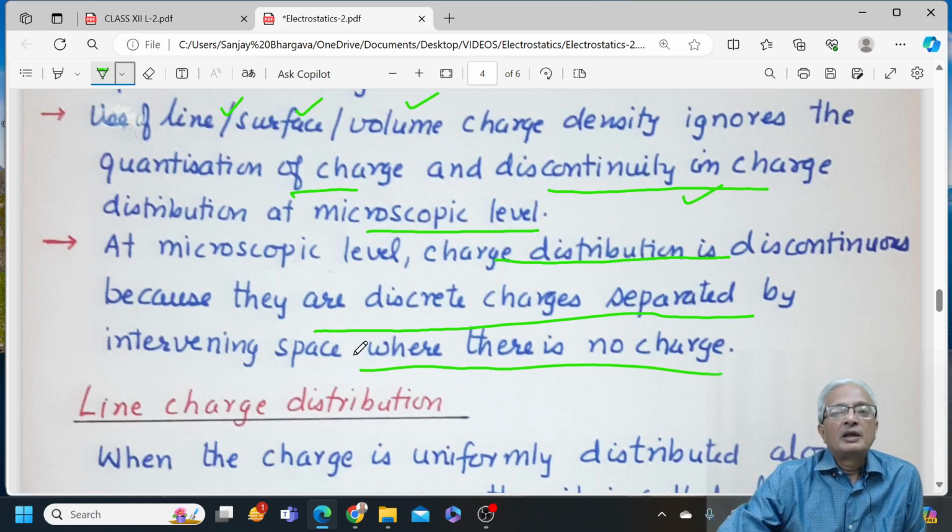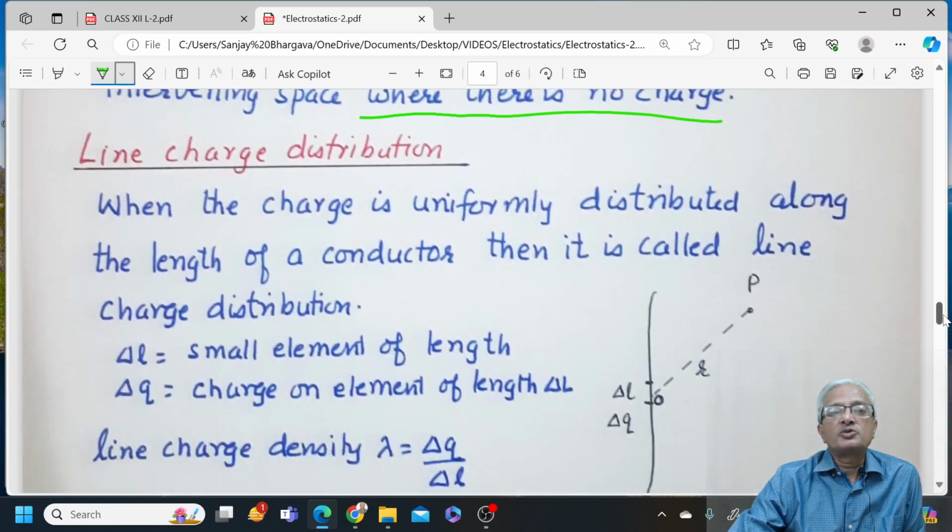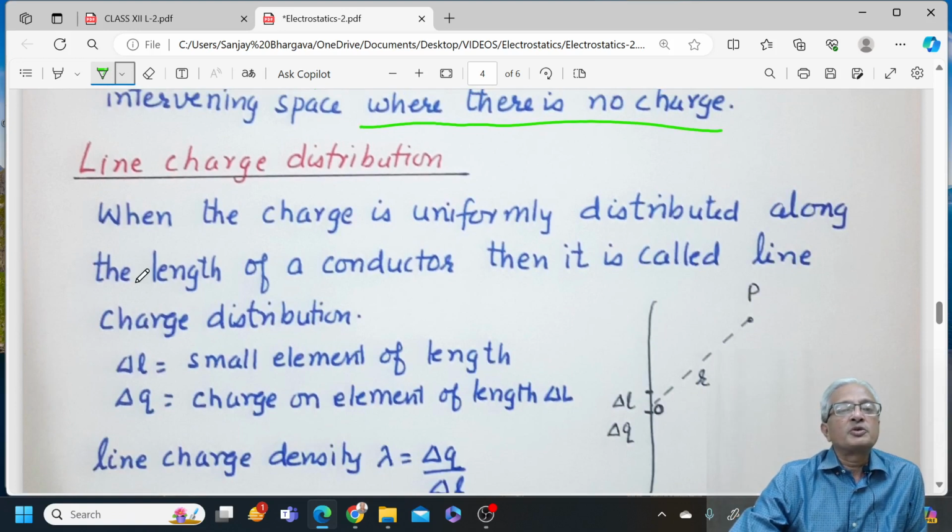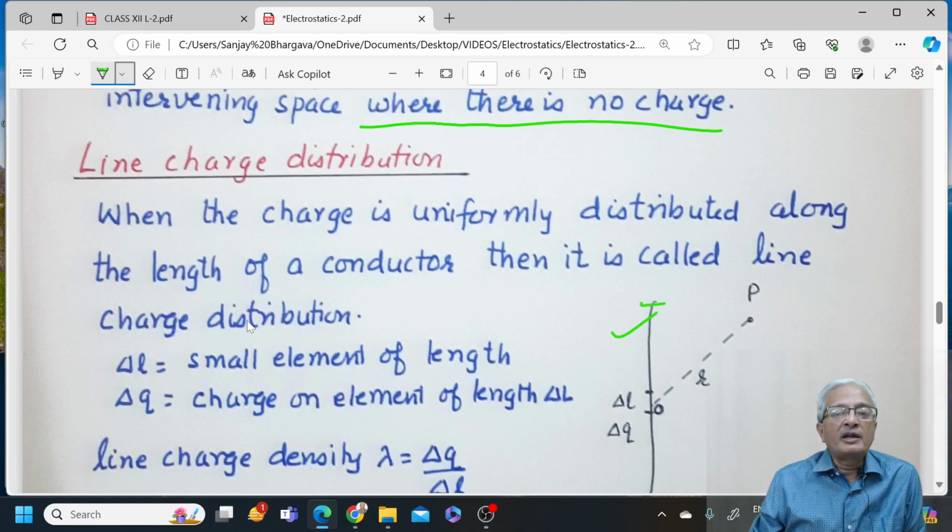Let us first pick up line charge distribution. How do we define a line charge distribution? When the charge is uniformly distributed along the length of a conductor, then it is called line charge distribution. So here we have a line charge distribution. What we do, we divide the entire length into small segments of length dl. So one such delta L is present here at this point O. Now this element of length would have some charge, let us call it as delta Q.